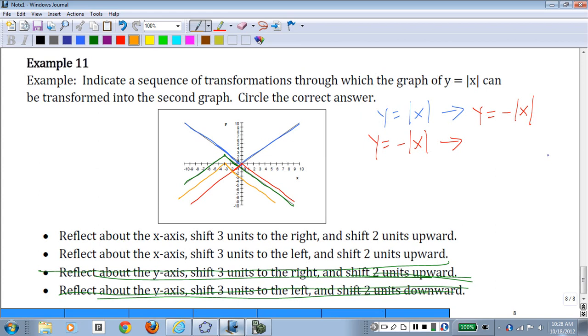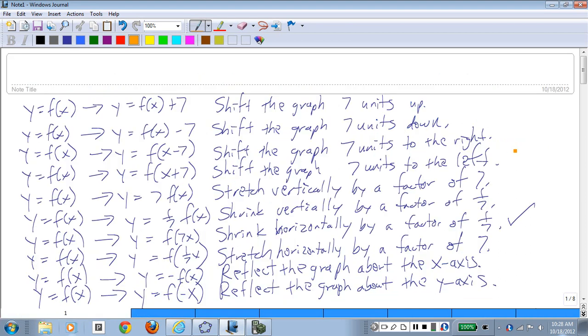I know you're thinking it. Since both of those go 2 units up, it's got to be this way, huh? 3 to the left, and then 2 up after that. We're going 3 to the left. What would that look like as far as the equation is concerned? How do we go 3 units to the left?